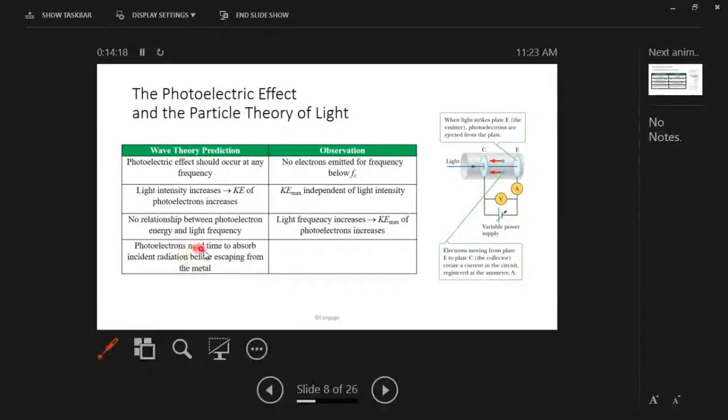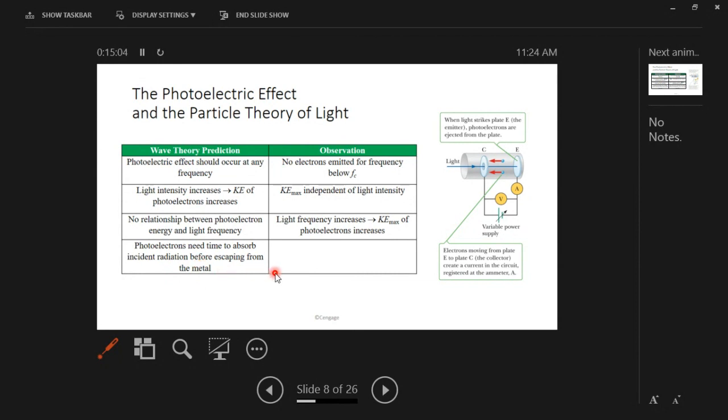And then the final prediction for wave theory was this: if you have even low intensity light, if you wait enough, at some point the photoelectrons are going to be released. At the same time, if you have very high frequencies, let's say above this cutoff frequency that I talked about, but with very low intensity, wave theory predicts that you have to wait for the electrons to actually capture enough energy if the intensity of the incoming radiation is low.